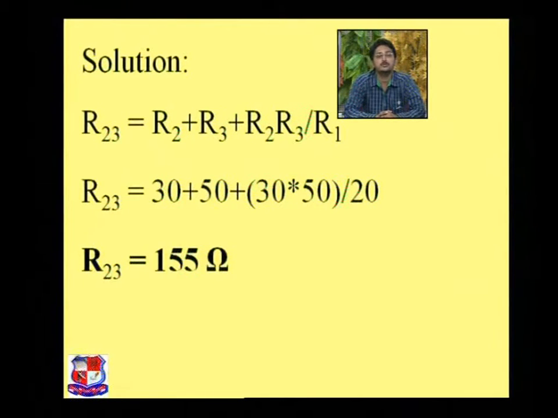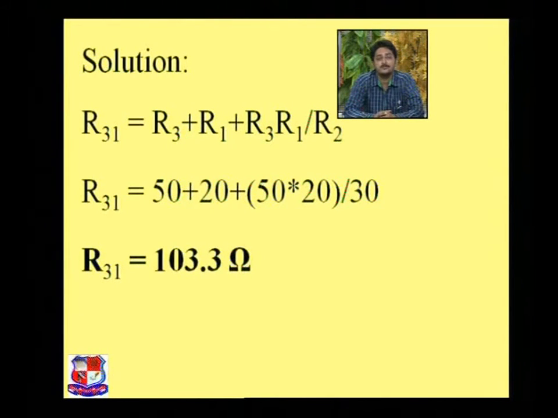Similarly, R23 equals R2 plus R3 plus R2 R3 divided by the remaining resistance, that is R1. So by taking the values of all these three resistors, we are getting R23 equals 30, that is the value of R2, plus 50, that is the value of R3, plus 30 into 50, divided by R1, that is 20 ohm. So we are getting R23 equals 155 ohm, which is the resistance between phase 2 and phase 3. Now the last one, phase 3 and phase 1, the resistance is known as R31, or you can say R13.